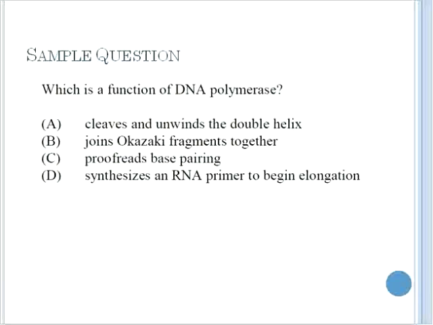Questions have been posed on public examinations on this material. I present the following for your consideration. The question is, which is a function of DNA polymerase? A. Cleaves and unwinds double helix. While this is part of DNA replication, this is something that a helicase takes care of.